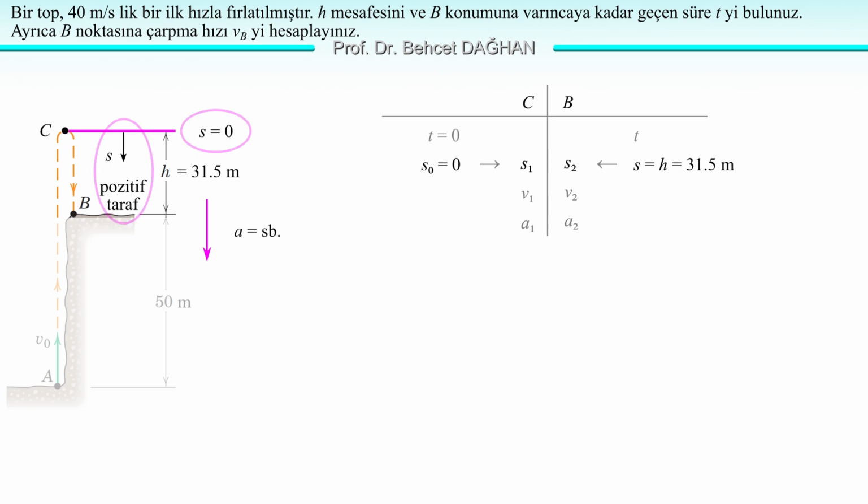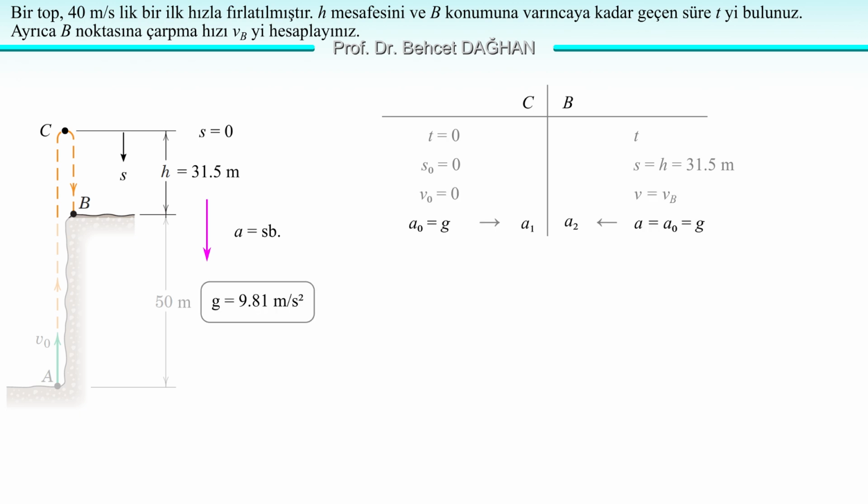I'm setting the position at C to 0 again. This time, I'm choosing the downward side as the positive side. At the position B, s equals h. We found that before, 31.5 meter. The velocities: initial velocity is 0. Final velocity is vb. The acceleration is the same, but there's a difference here. We've chosen the downward direction as positive. Therefore, instead of a equals minus g, it's now a equals g.